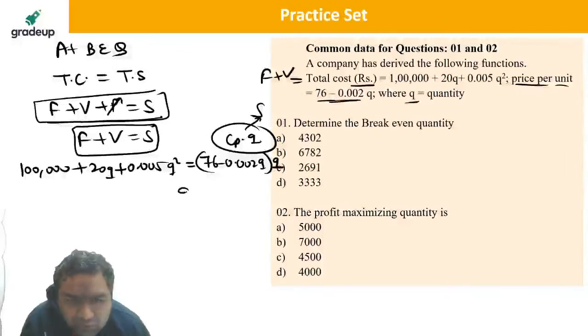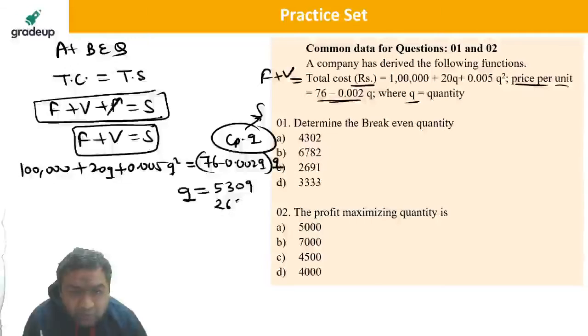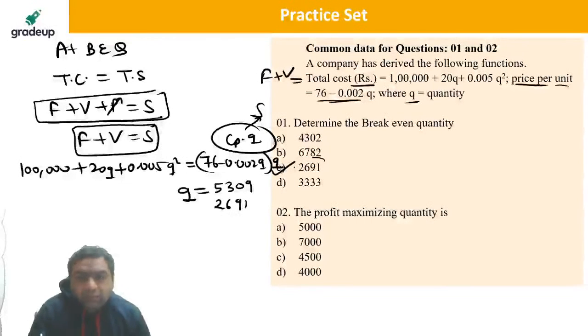So equating this, you will be getting the value of Q. Two values will be coming, 5309 and 2691. So this will be the answer.